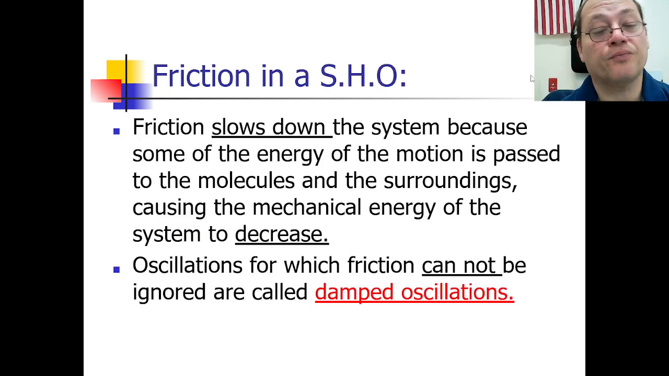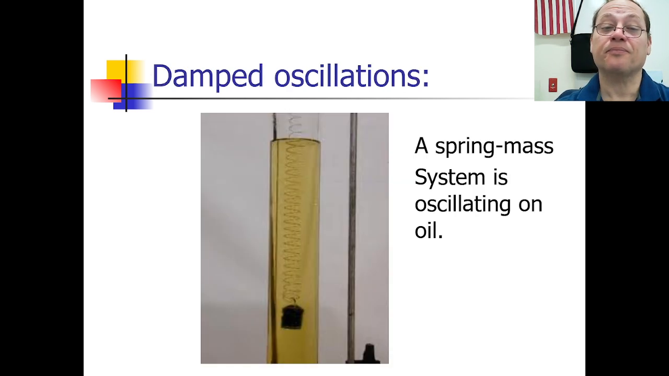Friction slows down the system because some of the energy of the motion is passed to the molecules and the surroundings, causing the mechanical energy of the system to decrease. Oscillations for which friction cannot be ignored are called damped oscillations. They're not simple anymore. This is an example of a damped oscillation, a spring mass system that is submerged in a liquid, like oil.